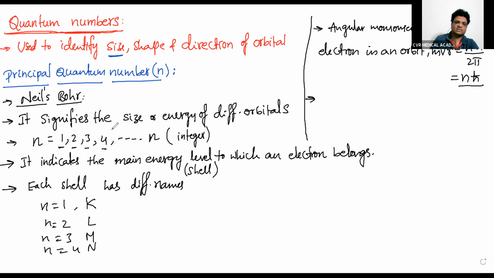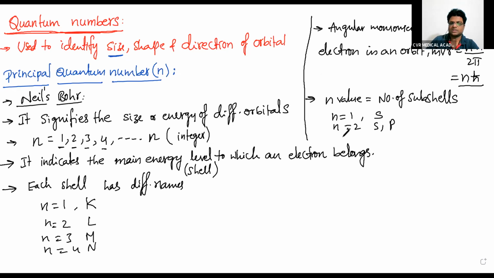Next, what else does this principal quantum number indicate? The n value for a particular energy level is equal to the number of subshells in it. That means for n equal to 1, only one subshell is present, the s subshell. For n equal to 2, s and p subshells are present. If n is equal to 3, s, p, d, 3 subshells are present. Like this, the n value indicates the number of subshells.